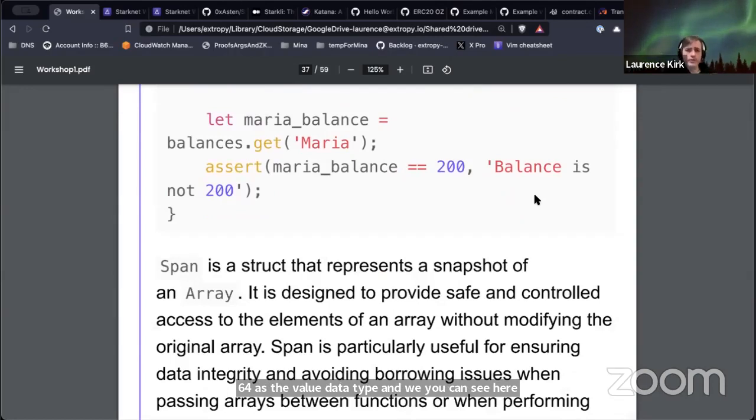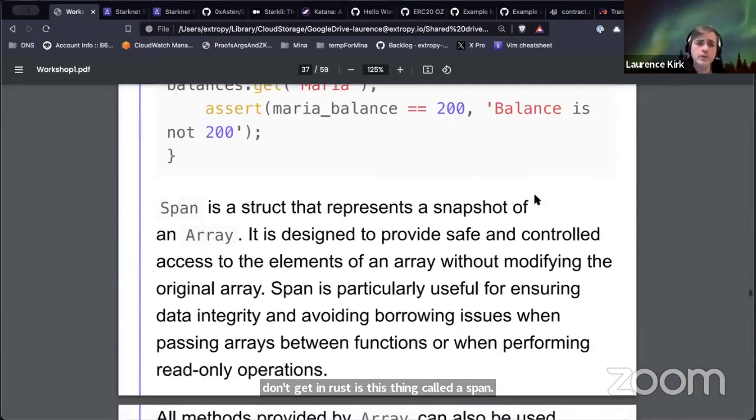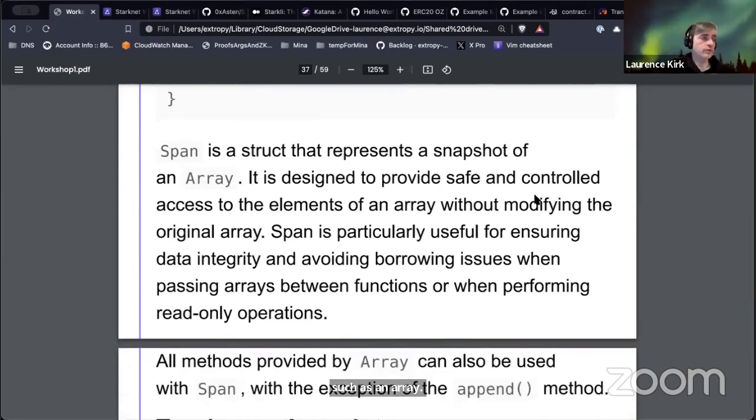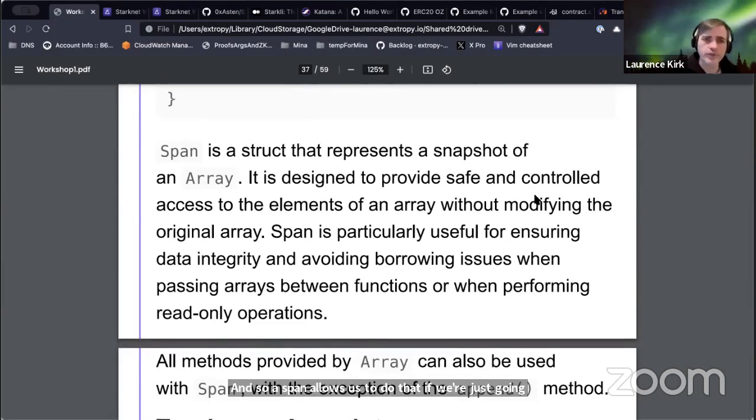Now, one useful thing that you don't get in Rust is this thing called a span. What this allows you to do is to snapshot an array. We want this because we often want to have multiple access to some data structure such as an array, and so a span allows us to do that, if we're just going to want to read the array and we don't want to modify it.